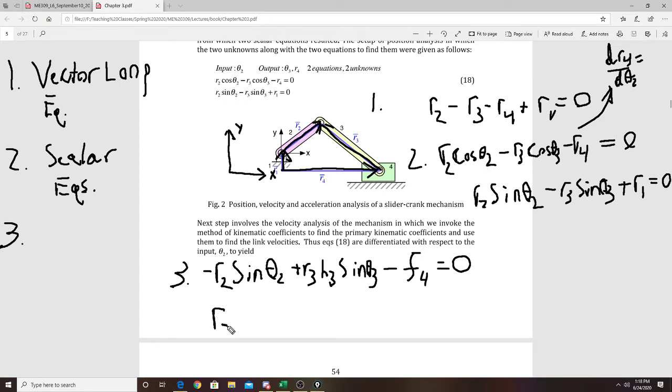So we have the same thing, R2 cosine theta 2. Remember, we're on opposite functions, so this is just going to go to cosine. And then right here, this will be minus R3 H3 cosine theta 3. Correct? And then R1. Is R1 changing in any way?